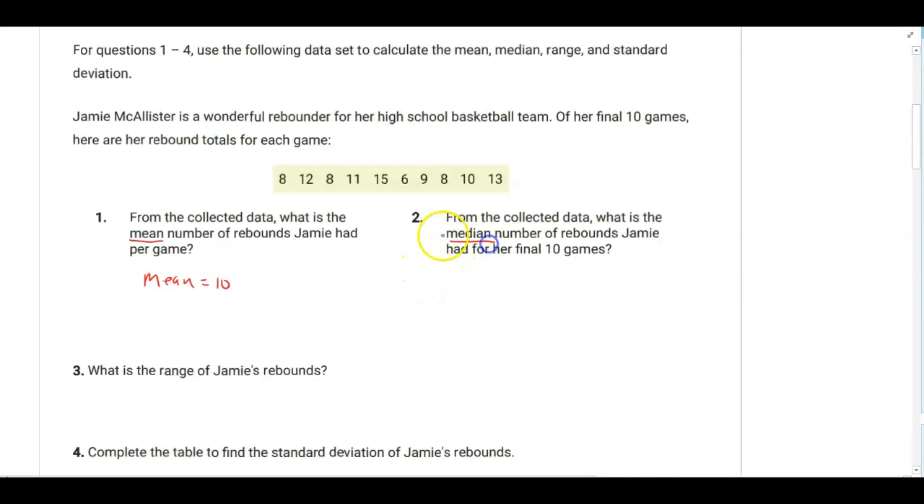Now find the median. Well, what I'm going to do is put the data in order first. So 6, then 8. I have 3 8s, right? So 1, 2, 3. Then I have 10. Then 11. Then 12. Oop, I forgot 9, sorry. 9, 10, 11, 12, and then we got 13 and 15.